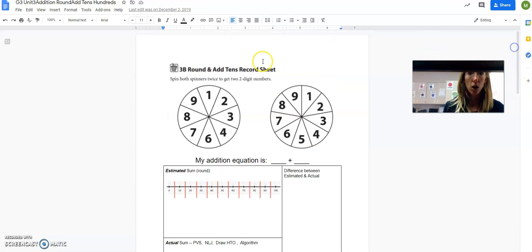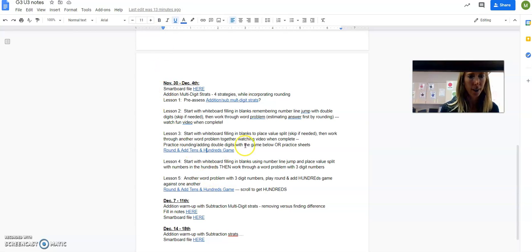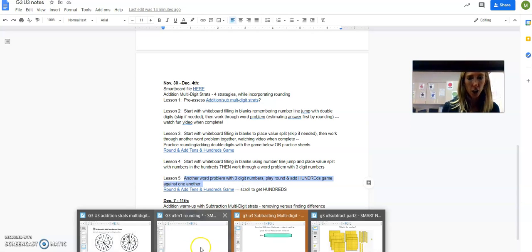Okay, so that is a decision for you to make on how you want to practice with adding, whether you just give them a problem. And then the next day is the same exact thing. You have another word problem that you're working through, and then the next day, another word problem that you're working through, okay? The only thing that changes is that you get into the hundreds.